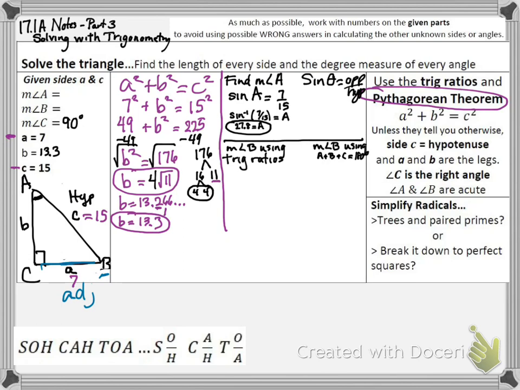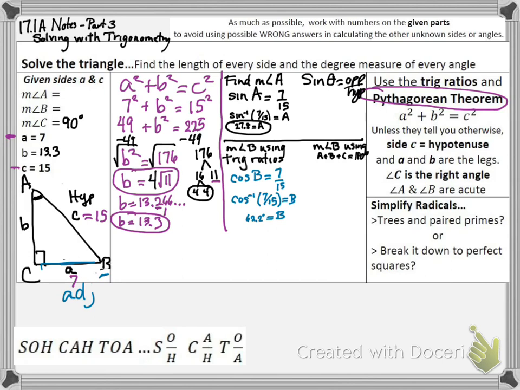Using adjacent and hypotenuse, we're going to have to use cosine. So I'm going to say cosine of the angle I want to know equals the adjacent side over the hypotenuse. And again, I want to get B out of my cosine, so I'm going to say inverse cosine of 7 over 15 equals B. And my calculator gives me 62.2 degrees. Okay, let me go put some of these things over in the answer space.